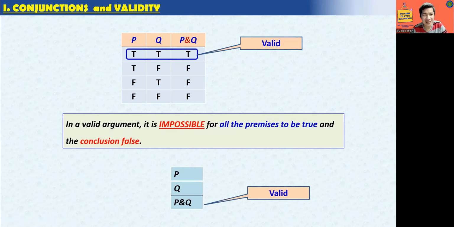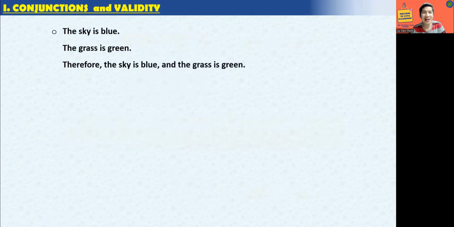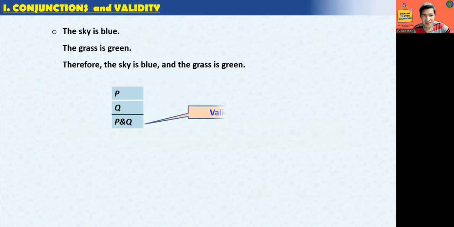This pattern is valid. Now another one, the sky is blue, the grass is green. So the sky is blue and the grass is green. We also have the values P, Q, P and Q, right? And it's valid. When you see the same pattern, we can decide right away, valid. Then in the exam, you may see the pattern like this again. The meaning can be different when you read the lines, but the symbolic form can be similar.